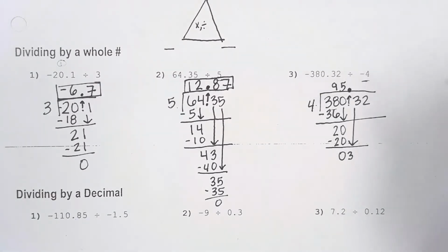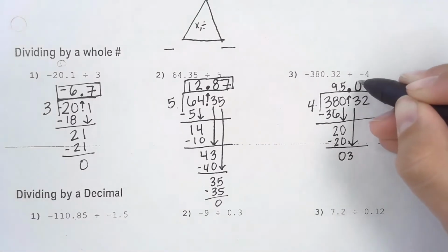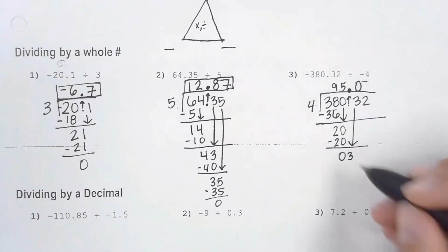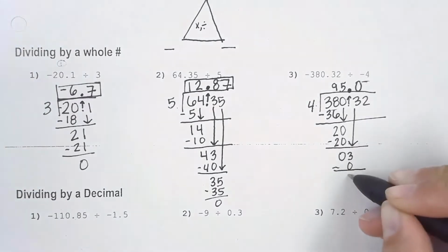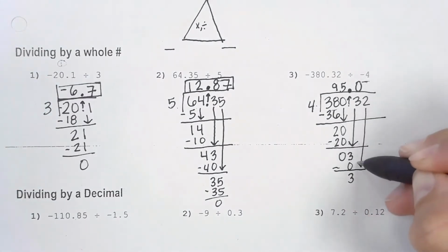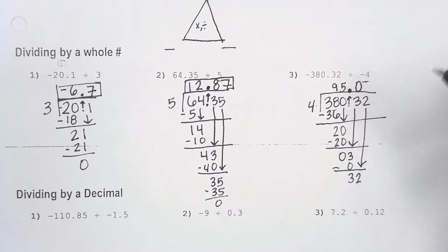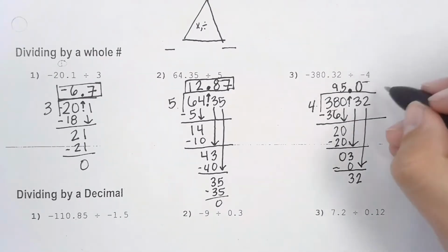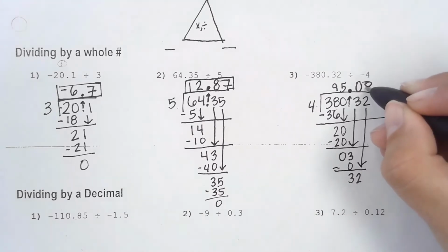4 goes into 3 0 times, so I'm going to put a 0 above the 3. 0 times 4 is 0. Bring down my 2. So then 4 goes into 32 8 times.